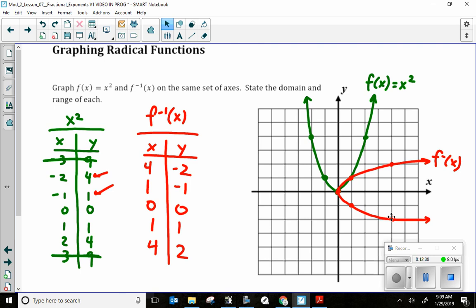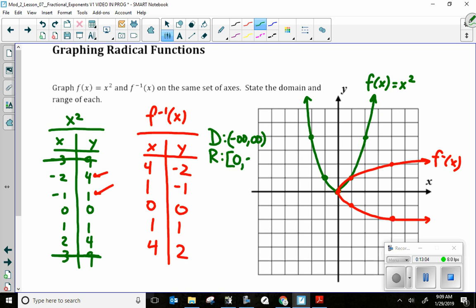The domain and range. The domain for my f of x, I will do that in green. I can put anything into my x. It goes left and right forever, so it's from -infinity to +infinity. My range are my y's. Notice it doesn't go any lower than the origin. So it goes to 0, includes 0, and goes up to infinity forever. Notice I have no negative y values for my green graph.